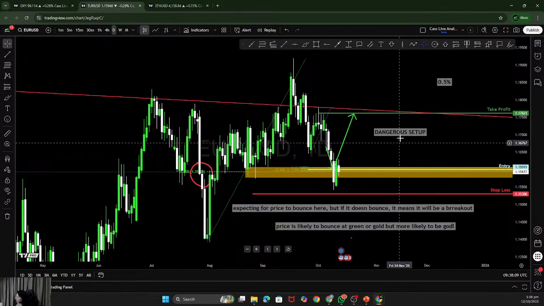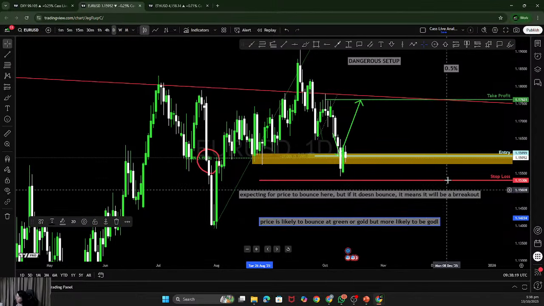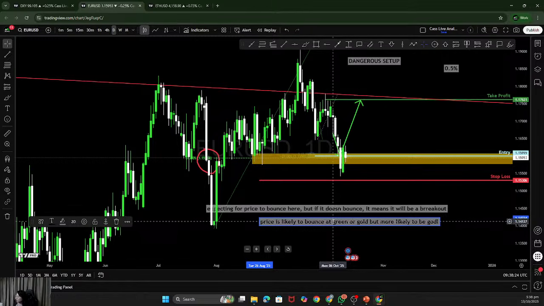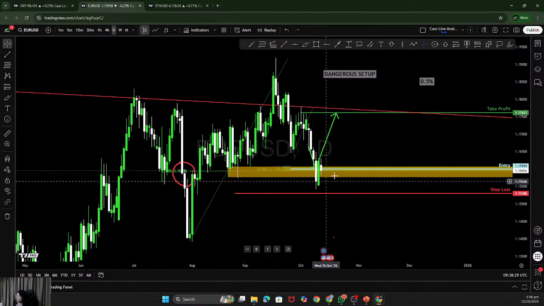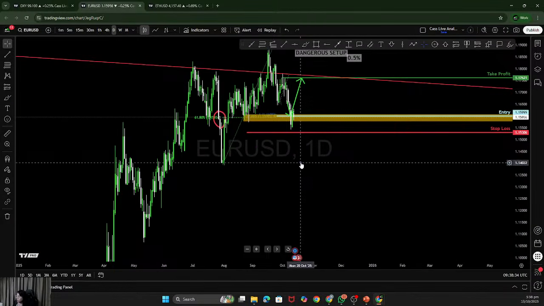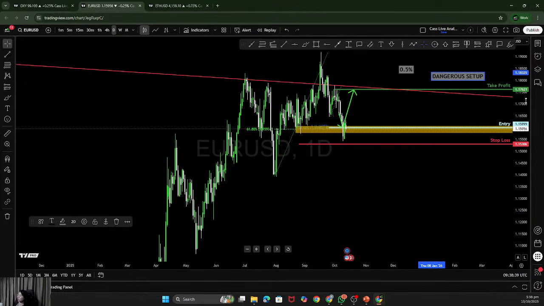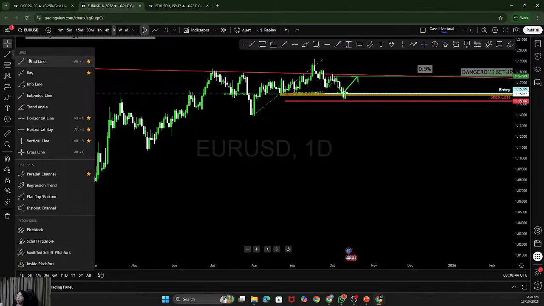Okay, so I wrote here: dangerous setup. Price is likely to bounce at the green or the gold, but more likely the gold. The green is out, that's totally okay, so I'm going to get rid of it. So I was calling for a bounce here on the gold. Let me see why. I don't remember, guys, I was sick last week. I don't remember every week. That's why I write notes, and that's why I come back and review. My notes will remind me why I did certain things, and that's also why you should keep a trading journal.